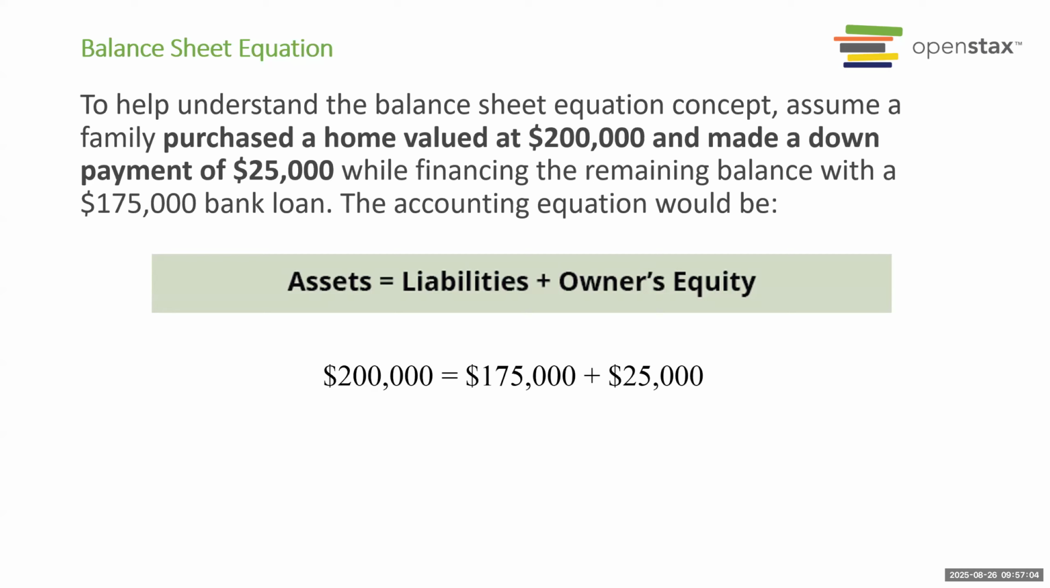So let's assume we purchased a home valued at $200,000 and made a payment of $25,000 by financing the remainder. So what would it be? Our asset, which is a home, valued at $200,000. Our liabilities would be the bank loan of $175,000. And then our owner's equity would be $25,000, which was the down payment that we made.